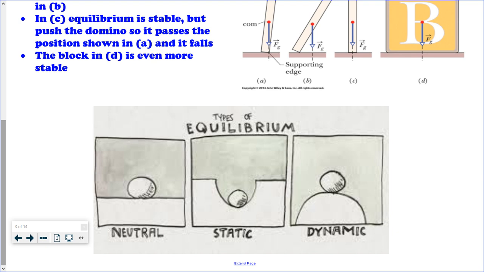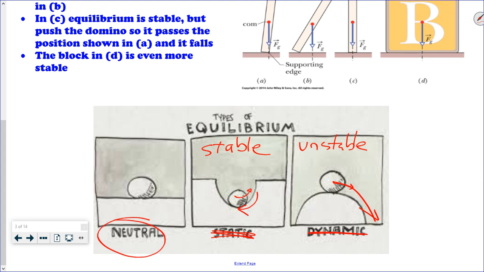This bottom drawing, I've never heard these terms before. They call it static here. So this is stable equilibrium, apparently sometimes called static equilibrium. It's stable because if you nudge the ball, it's going to go up a little bit and gravity is going to correct it. This one, which they have here called dynamic, I've usually heard called unstable equilibrium. It's unstable because if you nudge it a little bit, you're lowering the center of gravity, and gravity is just going to make things worse, and it's going to roll down the hill. And then there's neutral equilibrium, where nudging the object doesn't raise or lower the center of gravity.